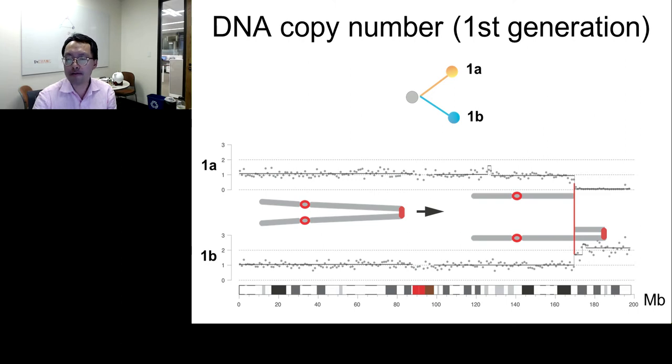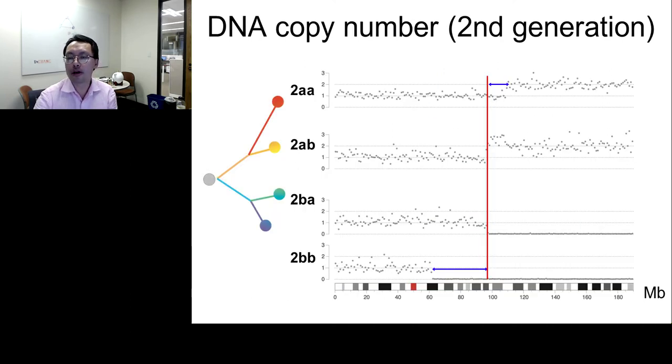So that is simple enough. In one generation, we see terminal gain and terminal loss. What happens in the second generation? So we went on and let the cells divide again, in this case, giving rise to 4 grandchildren.